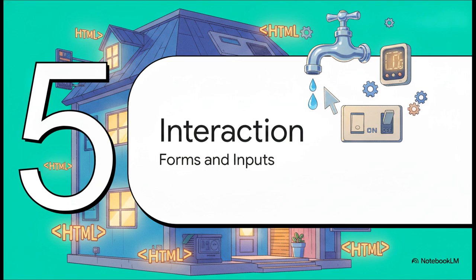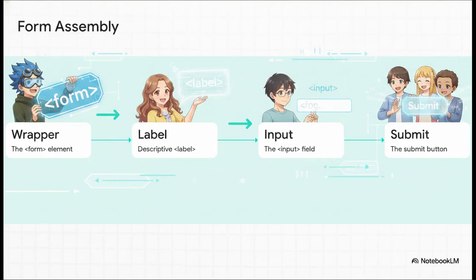Section 5. Interaction. Adding the fixtures. Now we're adding the fixtures. Think of forms and inputs like the light switches, thermostats, and faucets of your digital house. It's where the user finally gets to interact with the environment. And this brilliantly illustrates how easily a functional data collection form is assembled step by step.